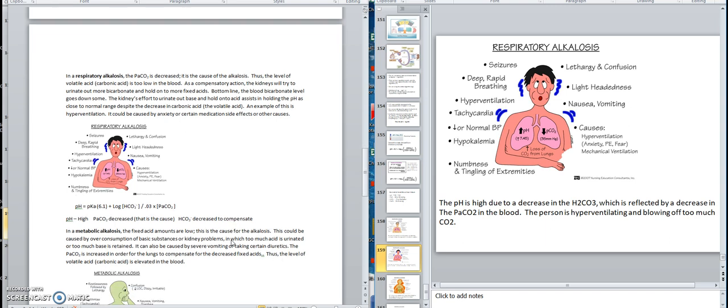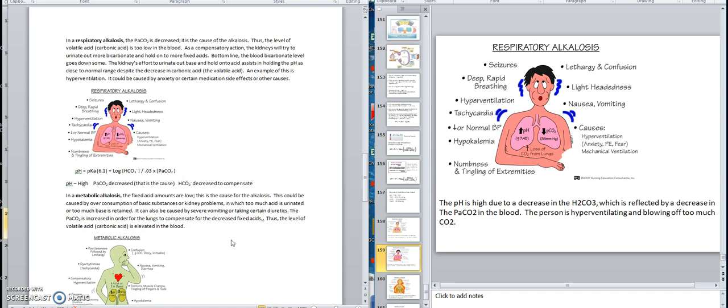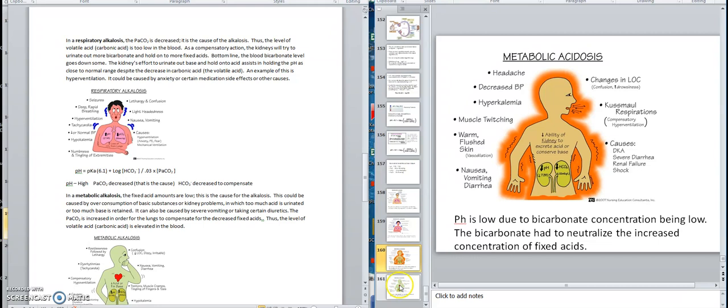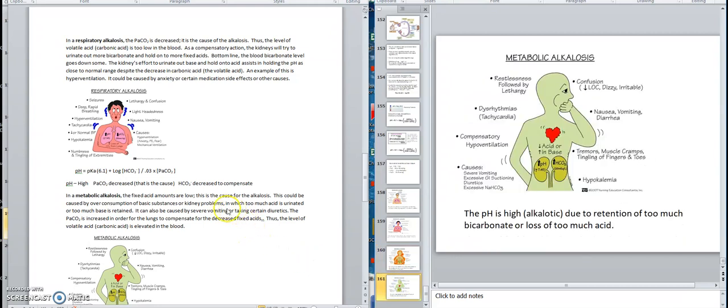Let's go to the next one and the last one. In a metabolic alkalosis, the fixed acids are low. This is the cause for it. Okay, that's the cause. So you're still alkalotic. Okay, let's go here. So this could be caused by overconsumption of basic substances or kidney problem in which too much acid is urinated out or the base is retained. It can also be caused by severe vomiting, remember what I said, and diuretics, various things like that. Anyway, here it is here.